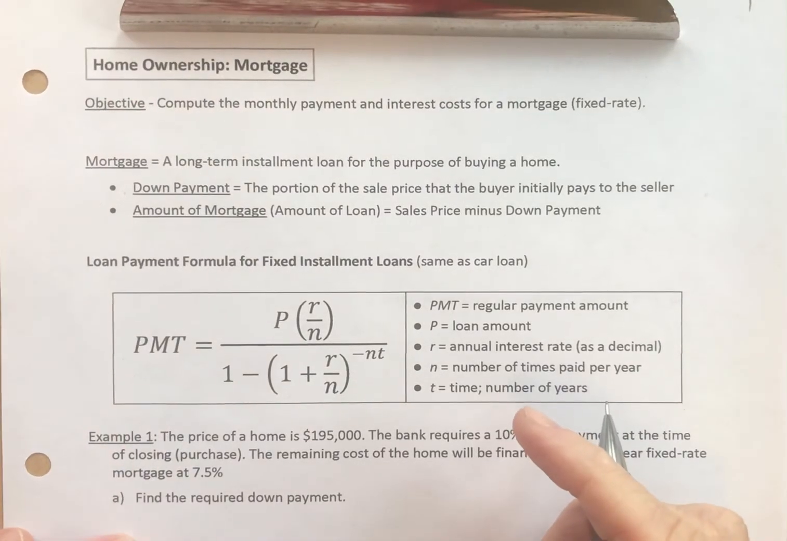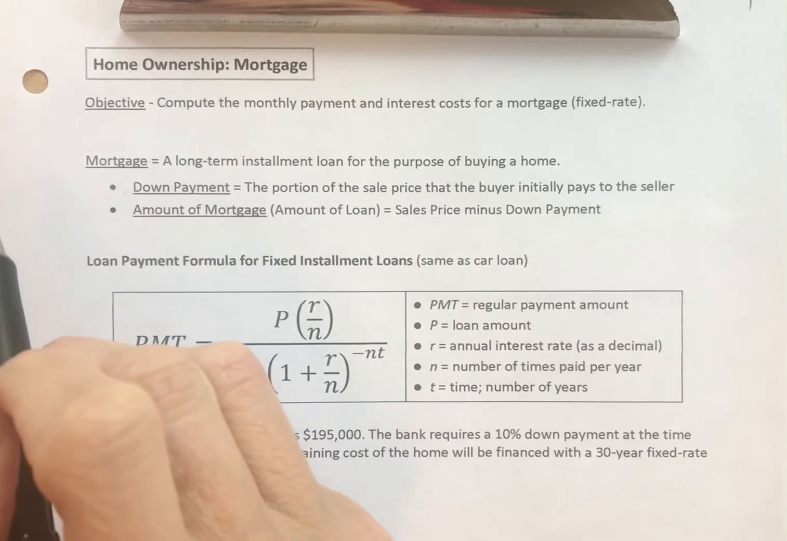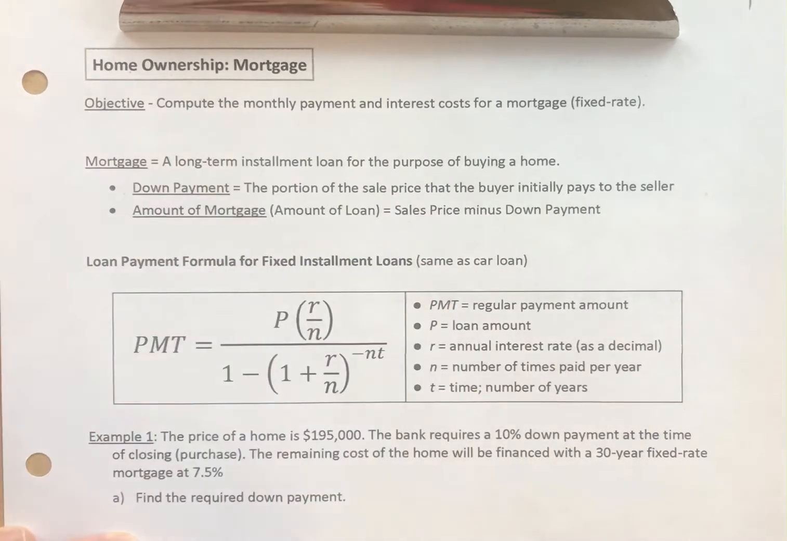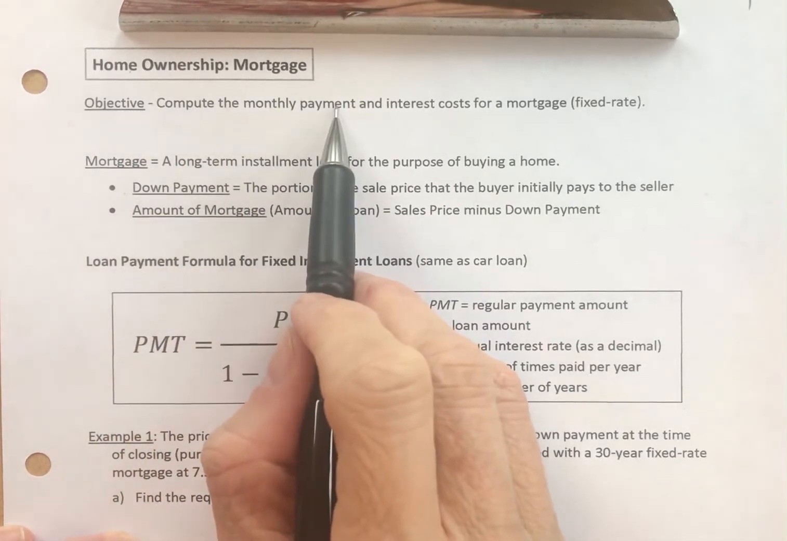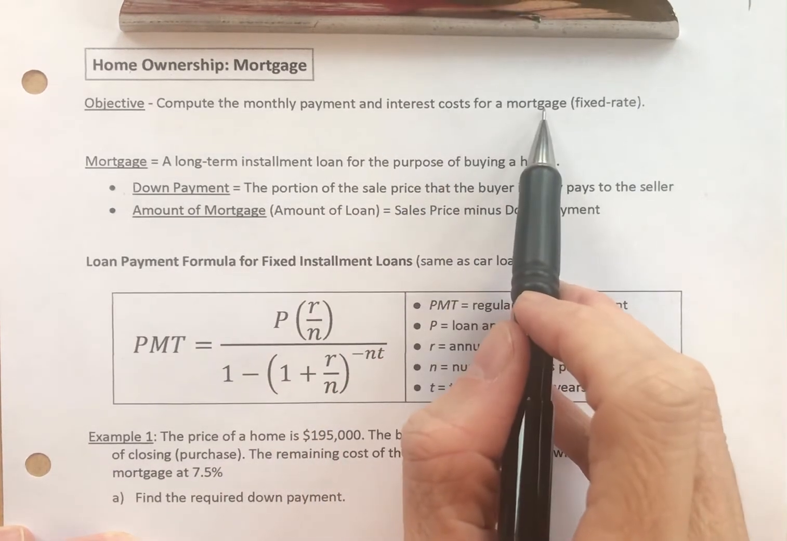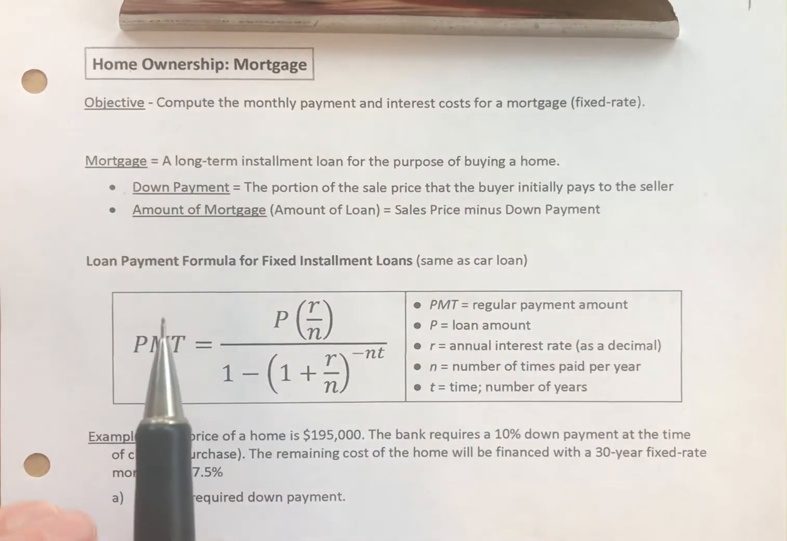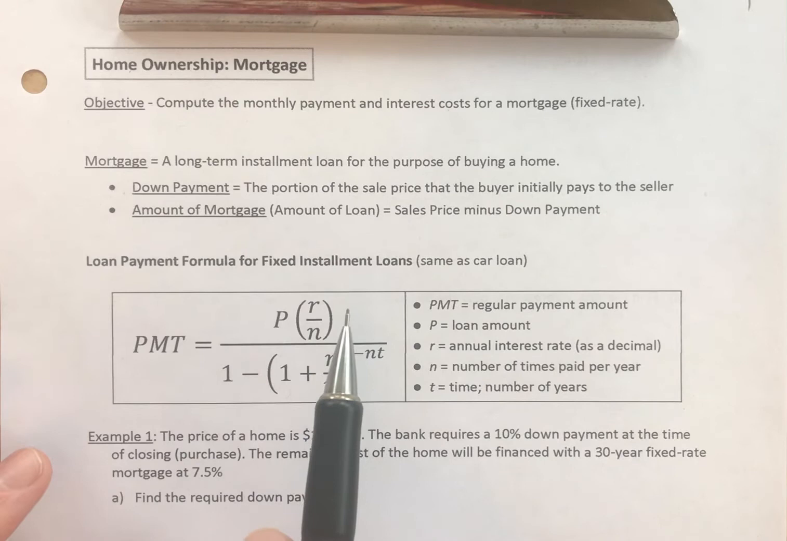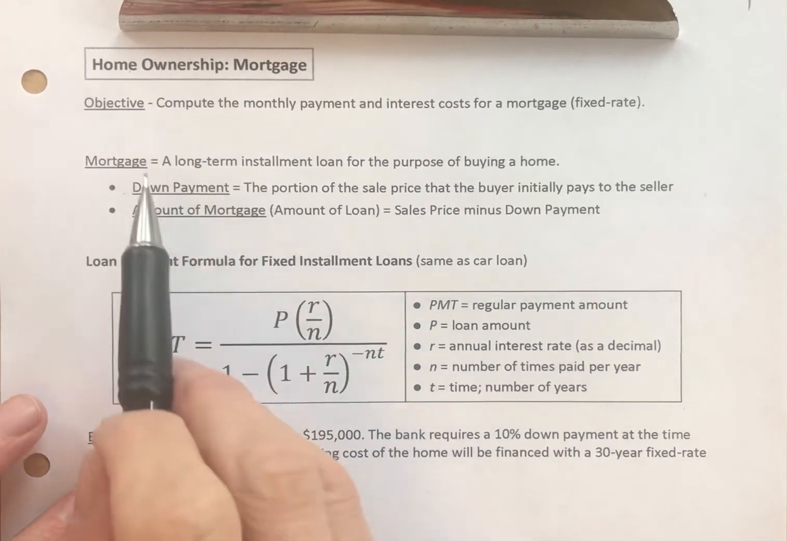We're now going to do a series of videos on home ownership, and this first video is going to focus on mortgages. Our objective: compute the monthly payment and interest costs for a mortgage. And we're going to focus on fixed rate mortgages because they're much easier to work with, and they're also rather common, probably the most common mortgage out there.